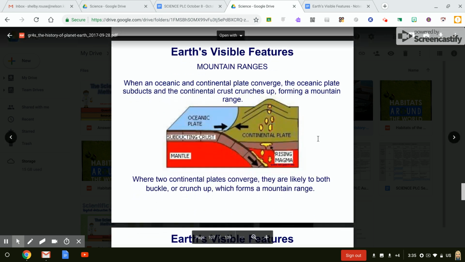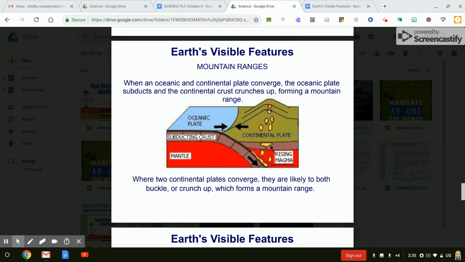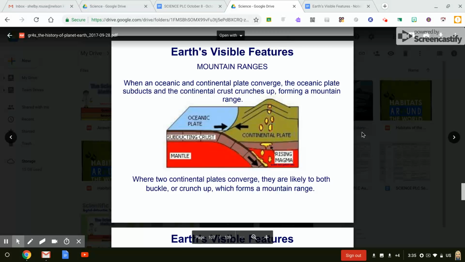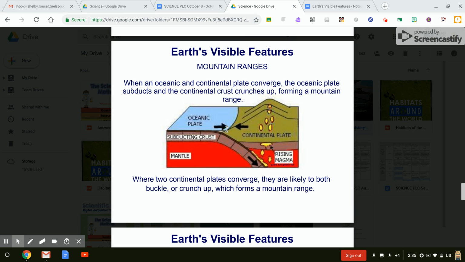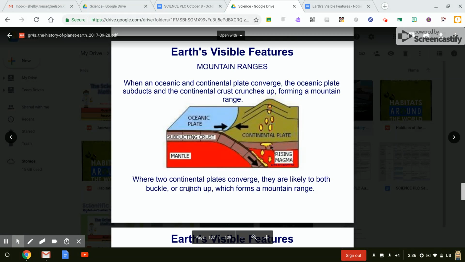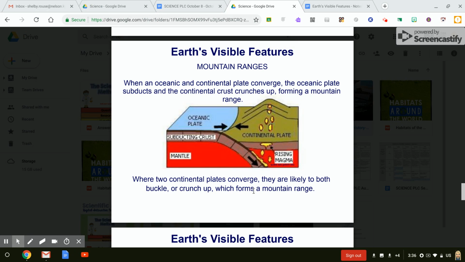This model is a good way of showing us what subducting crust looks like. You can see the crust going under here. So when an oceanic plate, here's our oceanic plate, and a continental plate converge or come together like this, the oceanic plate will subduct, going under the continental plate, and that continental plate is going to crunch up and form a mountain range, just like we see here. And when two continental plates converge, they are likely to both buckle or crunch up, which forms a mountain range.